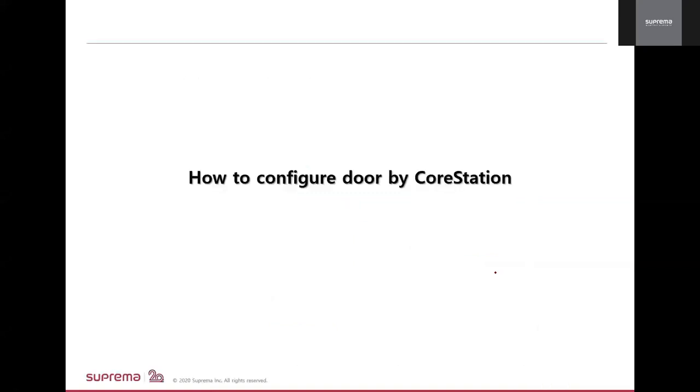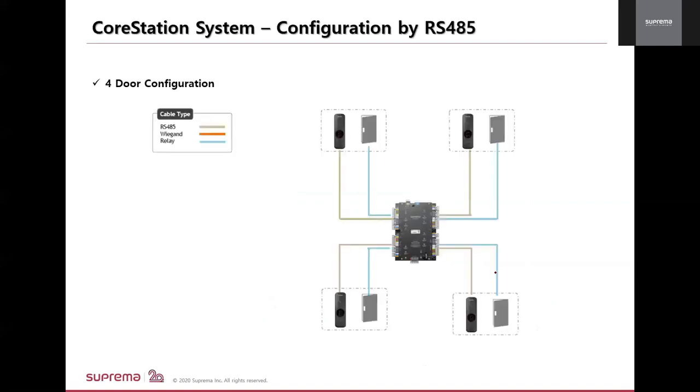And if you want to know how to configure doors by the CoreStation, we'll do it by RS-485 communication. So here you have a 4-door connection via RS-485. As you know, the CoreStation can support by itself a maximum of 4 doors. And then if you want to extend, I'll show you in the next slide.